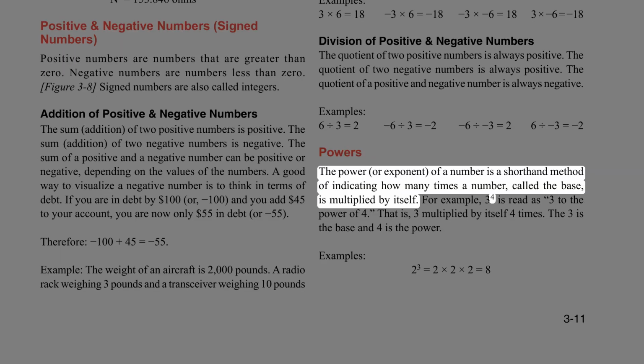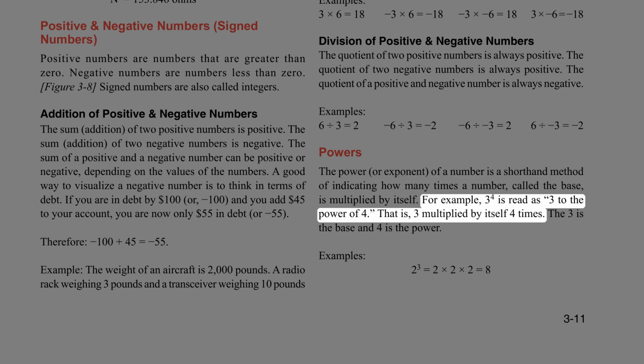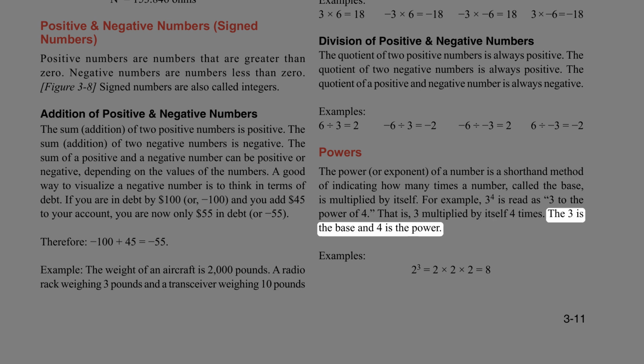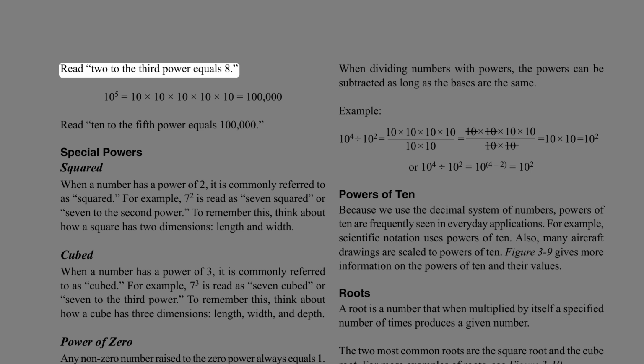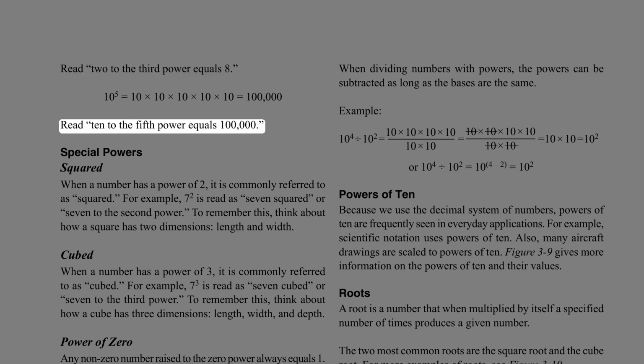Powers. The power, or exponent, of a number is a shorthand method of indicating how many times a number, called the base, is multiplied by itself. For example, 3 to the 4th is read as 3 to the power of 4. That is, 3 multiplied by itself 4 times. The 3 is the base and 4 is the power. Read, 2 to the third power equals 8. Read, 10 to the fifth power equals 100,000.